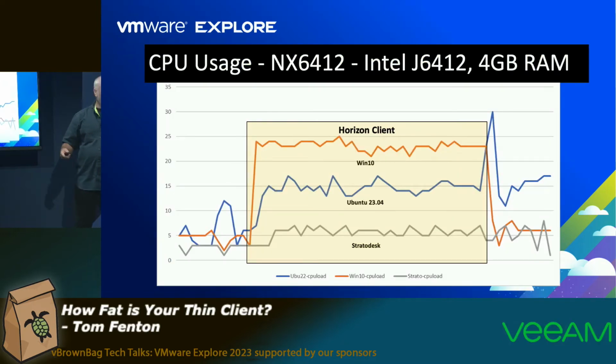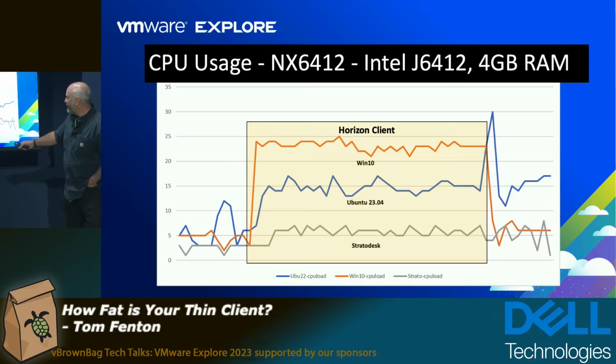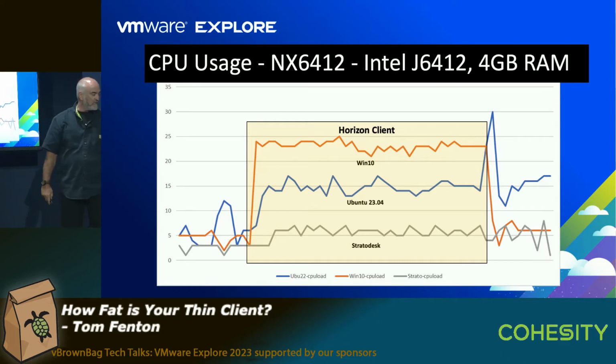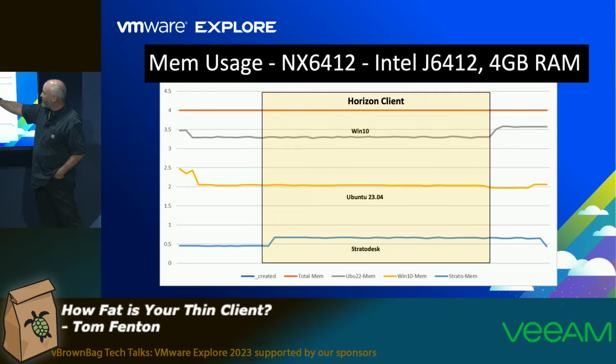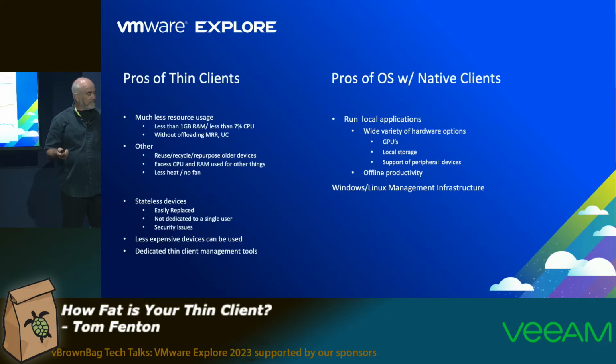But to double check it, I went ahead and ran it on the MaxTang with the J6412 on it. About the same results. Again, very lightweight process. Windows is using 5 to 7 times as much, and Linux is using about 2 times as much. And the same with the RAM. This device only had 4 gig of RAM, so actually any of these would be okay on it. So that's kind of my results.